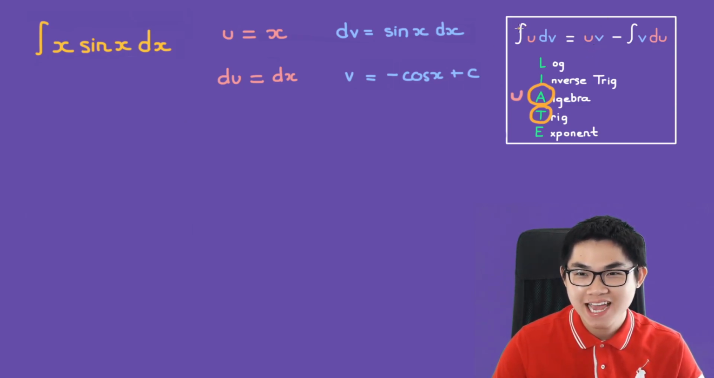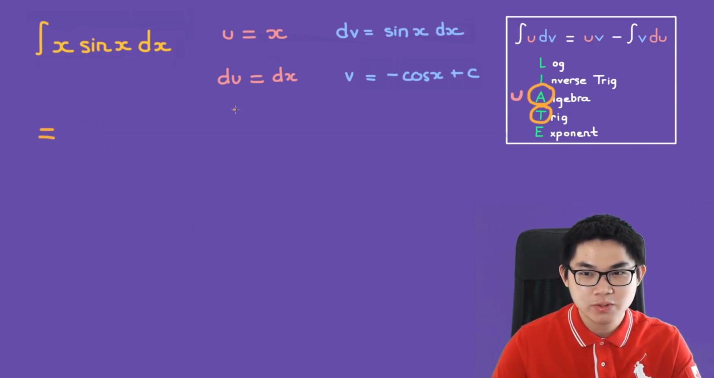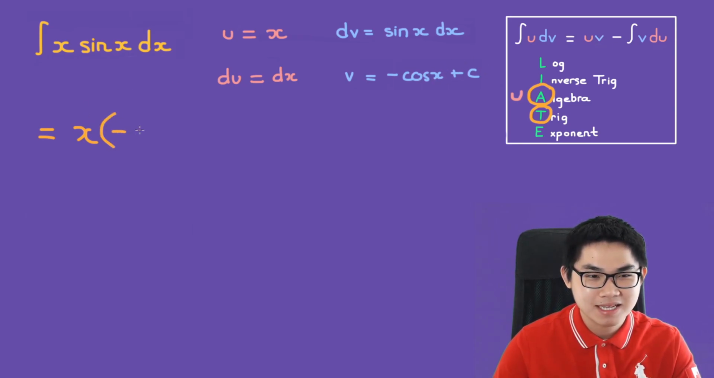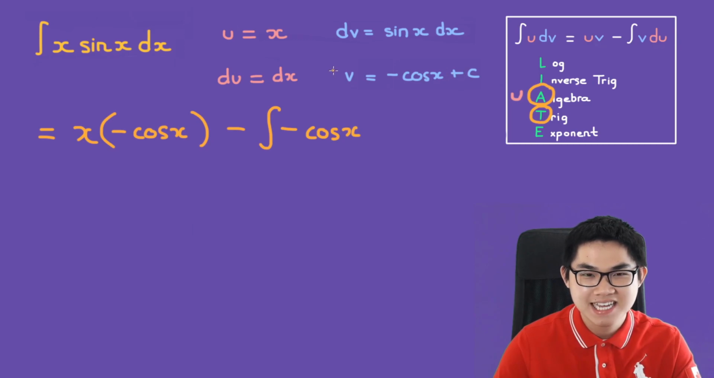So the formula, the integral of u dv, that's this part right here. And this is equal to u times v. So u is x. We have x times v. And v is negative cosine of x. And you just ignore the c. So x times negative cosine of x minus the integral of v du. So the v is again negative cosine of x, and you ignore the plus c, and then you have the du. So the du is equal to dx. So we put dx into here.